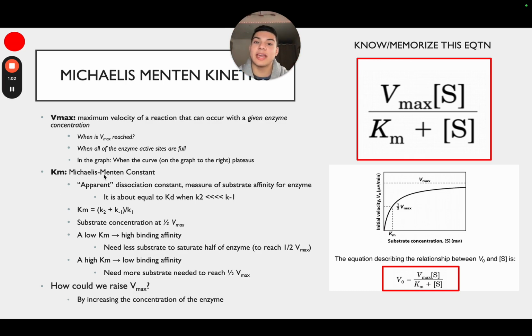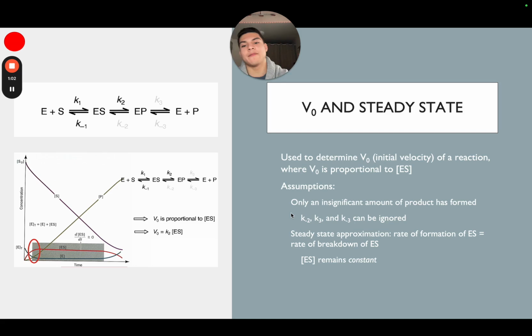And then Km is the Michaelis-Menten constant, and it's the apparent dissociation constant, which is a measure of substrate affinity for enzyme. And it's about equal to Kd when K2 is much, much less than K negative 1. If we go back to this graph, when K2 is much less than K negative 1, and remember the P plus L is PS and dissociation was the reverse, what we're saying is that K2 is so minuscule that K negative 1 is the dominating force of ES, right? And this makes sense.